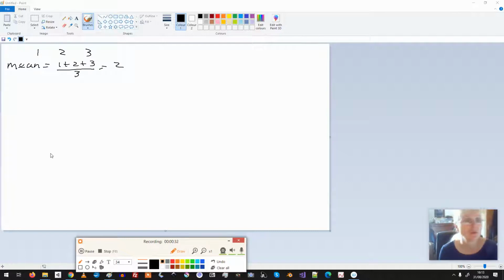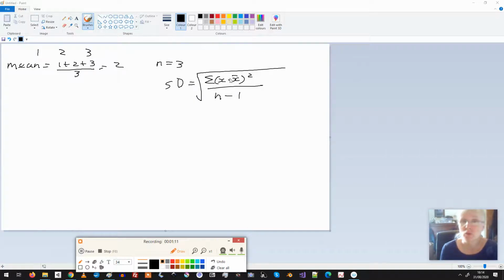Which gives you 2. And now we'll see how many of them there are, which is going to be your n, and that is equal to 3. And we'll look at the formula, which is standard deviation equals the square root of n minus 1, and on the top we have the deviations. So the data take away the mean, each of them squared, and all added up. But that looks a bit intimidating, so I'm going to put words there instead.